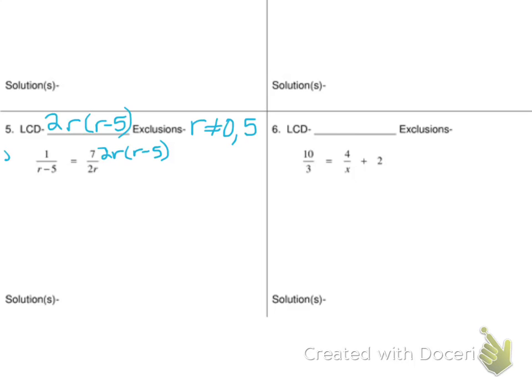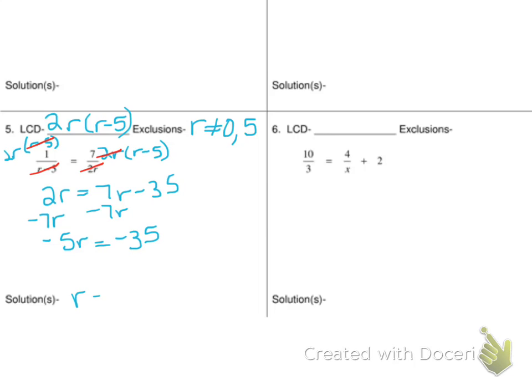So I'm going to multiply both sides once again by the common denominator, same thing I've been doing. Cancel out the things that are the same. Multiply by what's left, and end up with a very simple equation to solve. In this case, I end up with negative 5r equals negative 35, so r is 7.